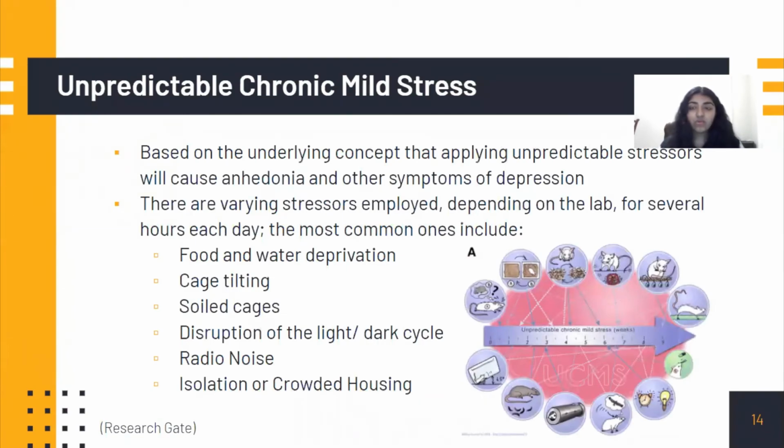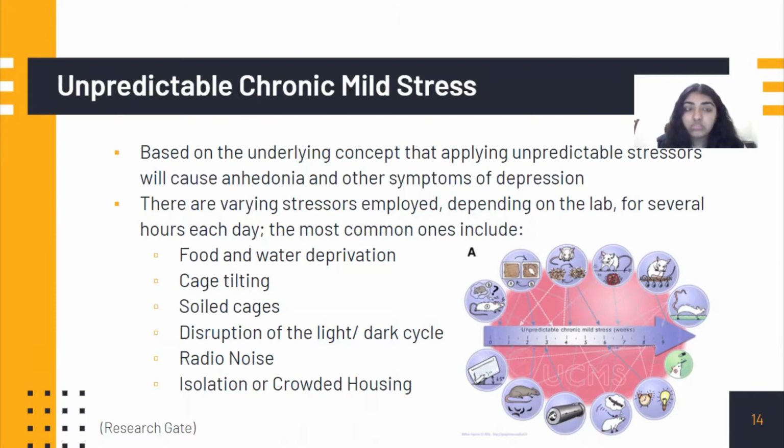So the next model that I wanted to explore is the unpredictable chronic mild stress model. Basically, these mice go through very unpredictable stressors. It really depends on the lab, and these are done randomly for many hours each day, and the most common ones have been listed below. The main underlying concept of this is that these stressors will cause anhedonia and other symptoms of depression, like depressed mood, because physical stress in this model is said to cause depression.